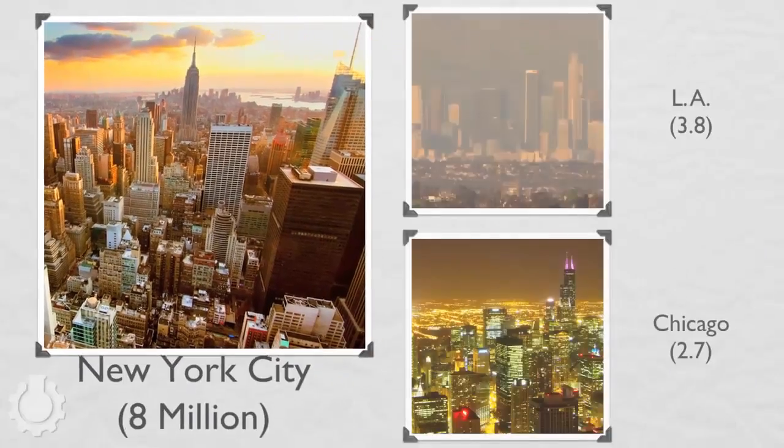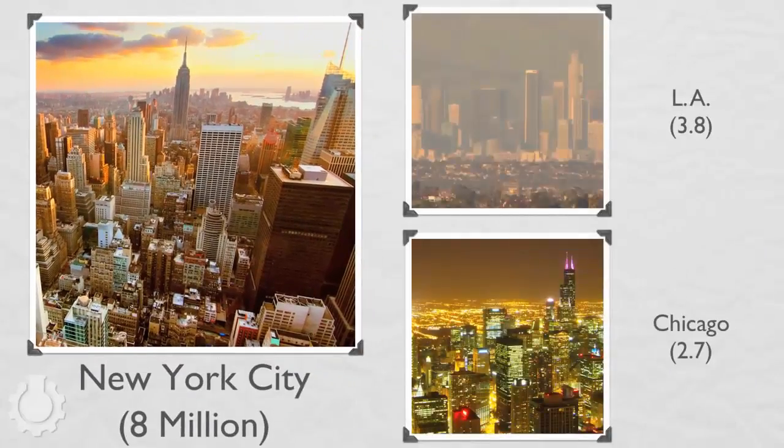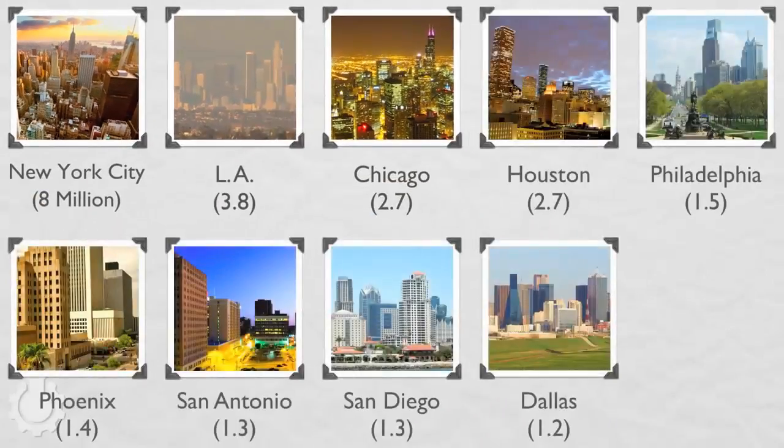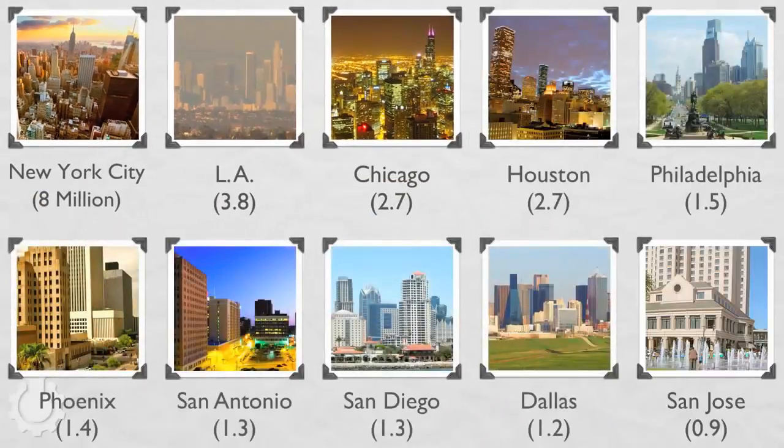But after New York, the size of cities drops fast. LA has 3.8 million people and Chicago has 2.7. But you can't even make it to the 10th biggest city, San Jose, before you're under 1 million people.